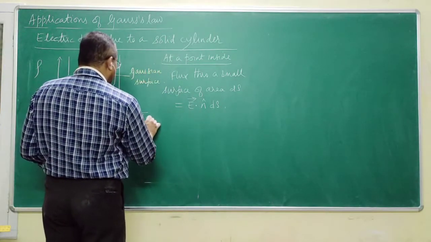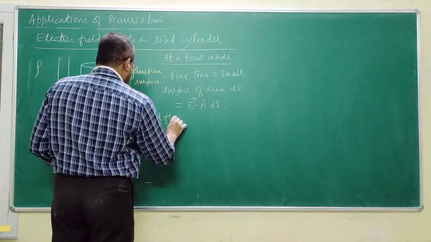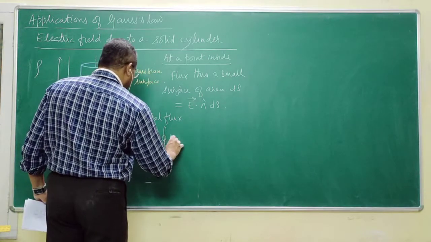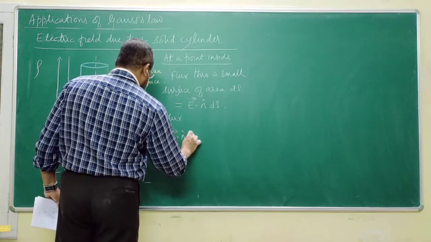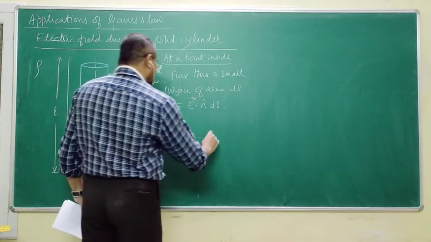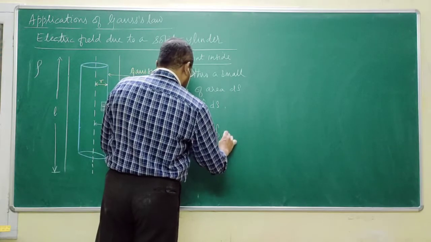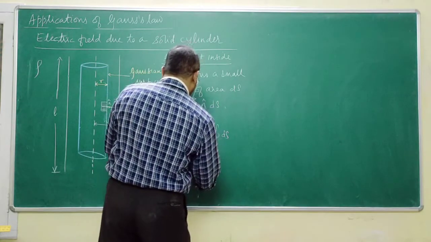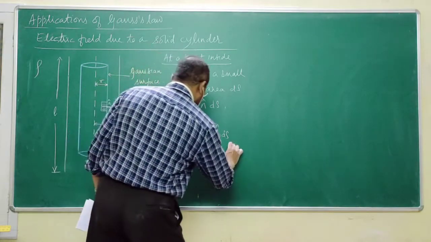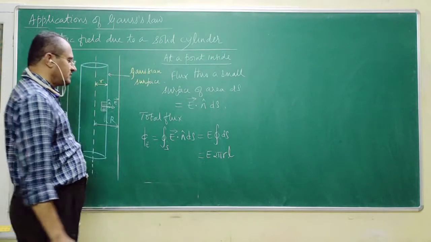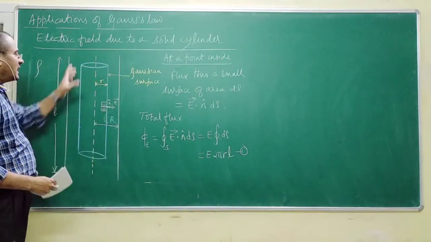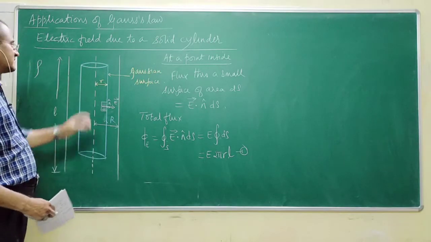Therefore, total flux phi E is equal to the integral over the surface of E vector dot n unit vector dS. This is equal to E into the integral of dS. This will be equal to E times the surface area, 2 pi r circumference, into L. I will call this equation number 1. Is that okay to you? I have taken the surface area of the cylinder.